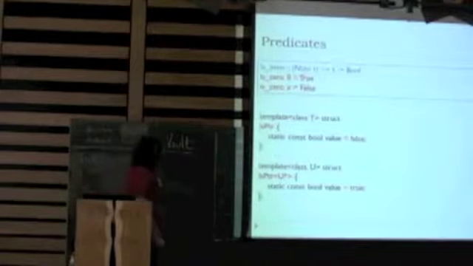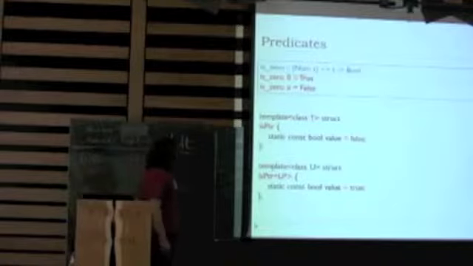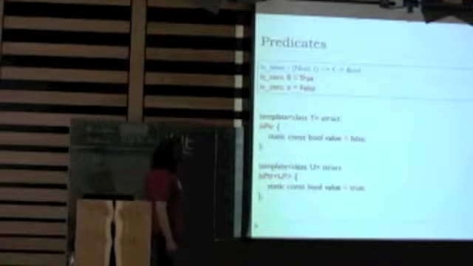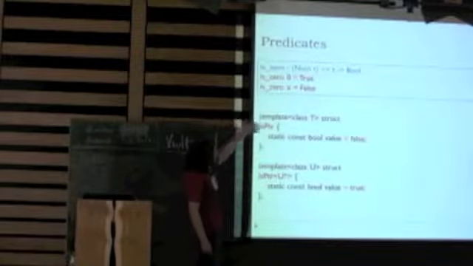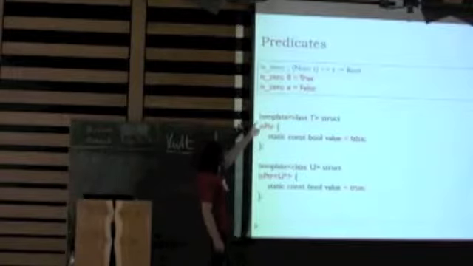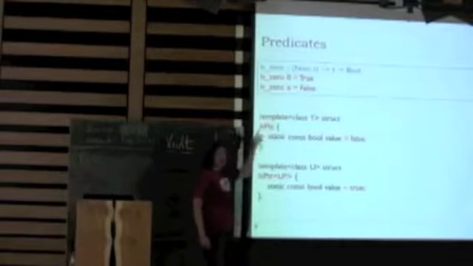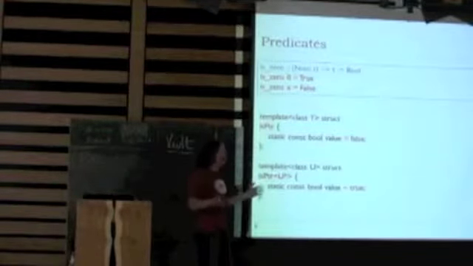Okay, another example, predicates. So we have a predicate isZero in Haskell. Again, isZero of 0 is true, isZero of anything else is false. In fact, I could put an underscore instead of x, which matches everything.